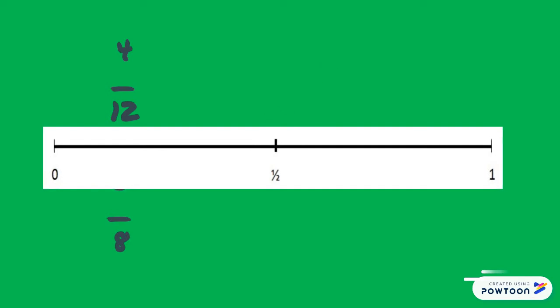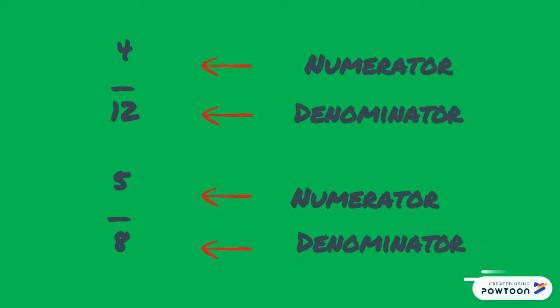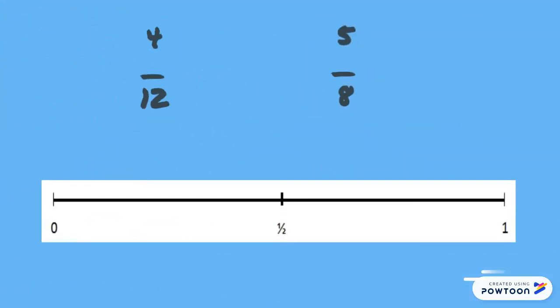But before we start, you will need to remember that the denominator is the number at the bottom of a fraction and the numerator is the number at the top. First, we write 6/12 just above the half on our number line because we know that 6 is half of our first denominator, 12. Now, when we write 4/12 on our number line, it becomes obvious that 4/12 is below 1/2.